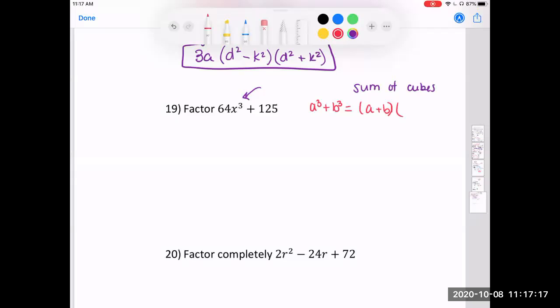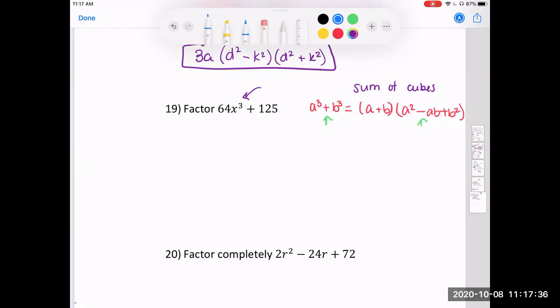And then we create a trinomial, and this trinomial is prime. It's a squared minus a times b plus b squared. And yes, I know I have a plus, but this right here is a minus. And that's your formula. You find these formulas in section 4.6.